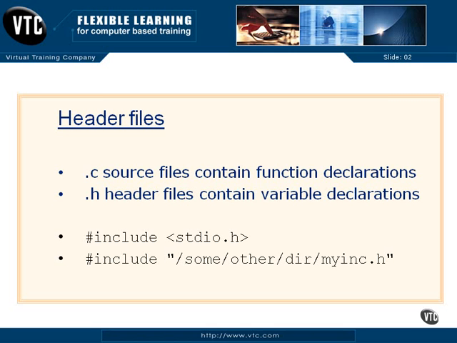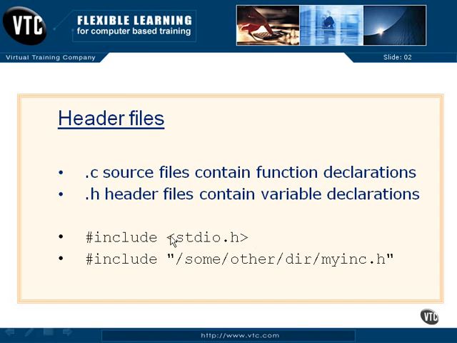Now take a look at this line of code here. This pound includes standard io.h. We use the less than, greater than. That is really a preprocessor directive, but I want to talk to you about it right now. This tells the preprocessor to go look in the path, in the standard library path of where these header files are stored for the compiler.